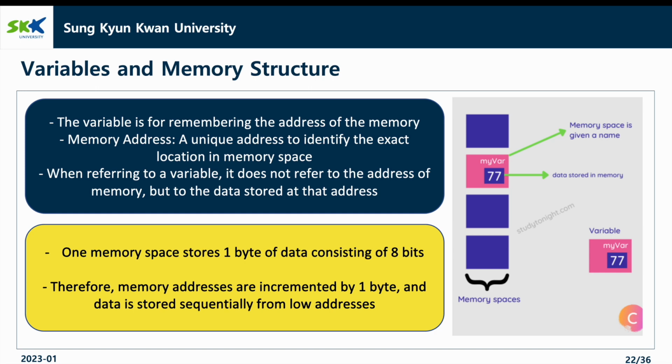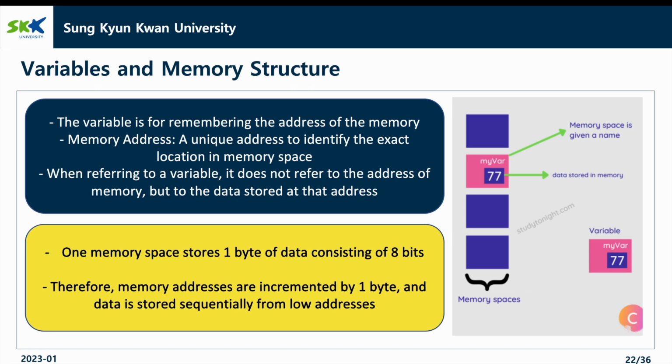The variable essentially serves to remember the address of memory. A memory address is a kind of identifier used to distinguish physical memory space from each other. In other words, a memory address means a unique address for identifying an exact location in the memory space. When you reference a variable, you do not refer to the address of memory, but to the data stored at that address. Therefore, variables should remember not only the address of the memory where the data is stored, but also the information about the length and shape of the stored data.